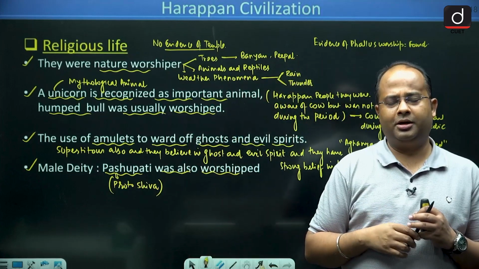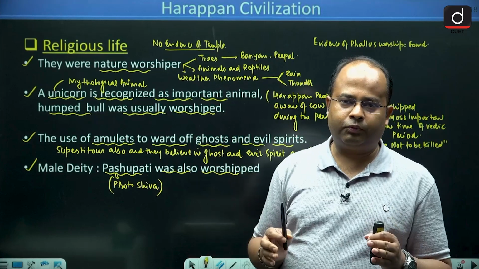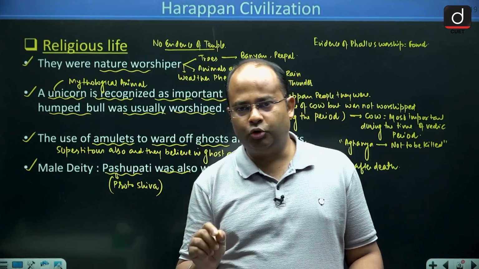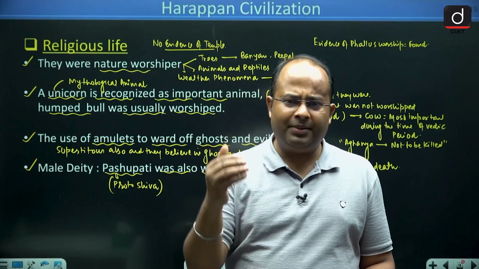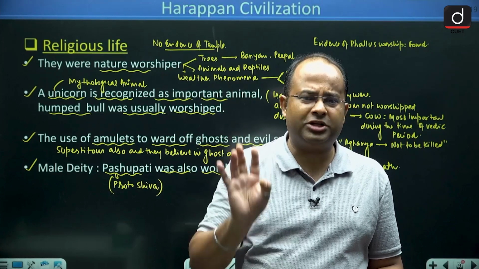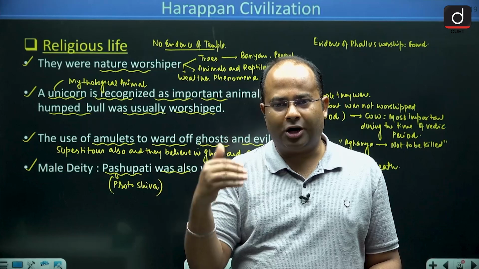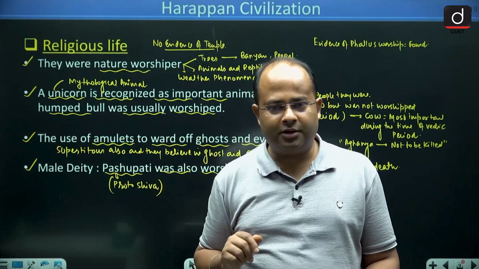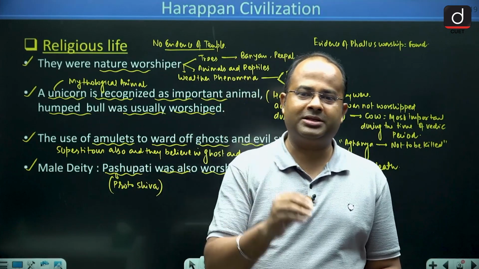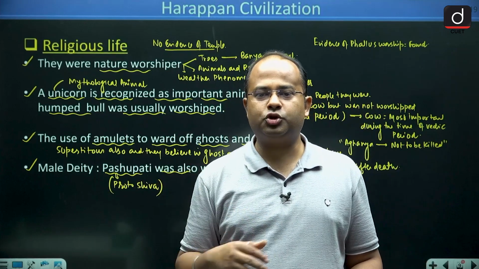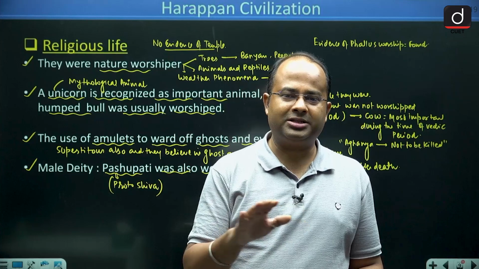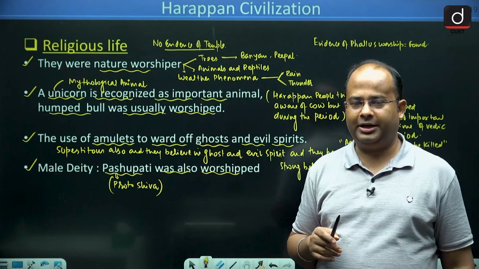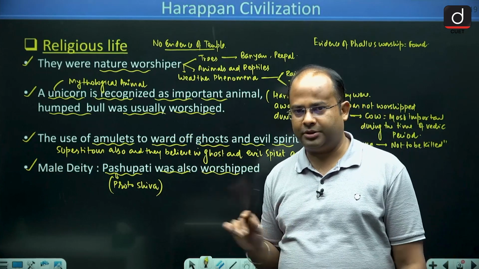And in short, my dear learners, we can conclude that they used to worship that from which they were terrified, so that it should not harm them. Like rain, a very devastating thing, they started worshipping rain. Like reptiles, like a snake: one snake bites, the person dies, so they started worshipping the snake so that it should not bite them. So technically, they were nature worshippers. I hope it is clear.